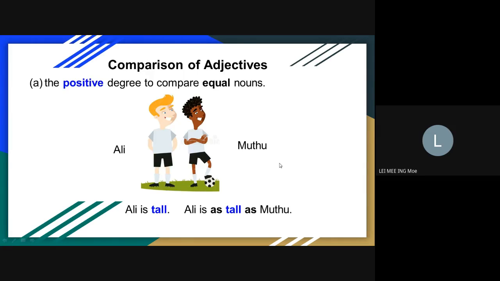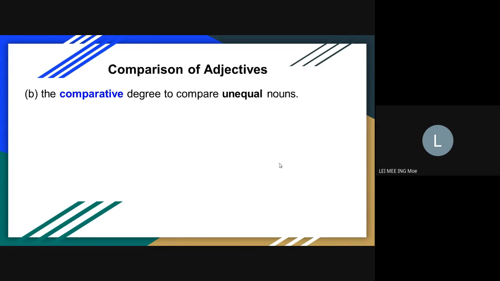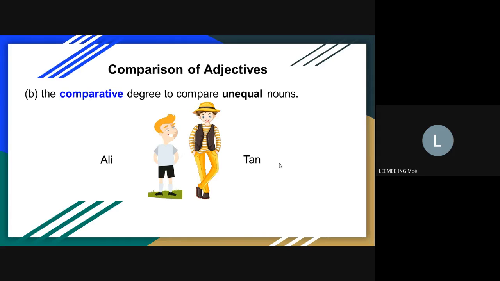Next, the second degree. The comparative degree, when we are comparing unequal nouns. Unequal here means not the same, right? So still, I have Ali who is tall. Here I have another boy named Tan. From the picture, it is very obvious that they are not of the same height, right? So Ali is tall. How about Tan? Taller. So my comparative degree sentence will be: Tan is taller than Ali.